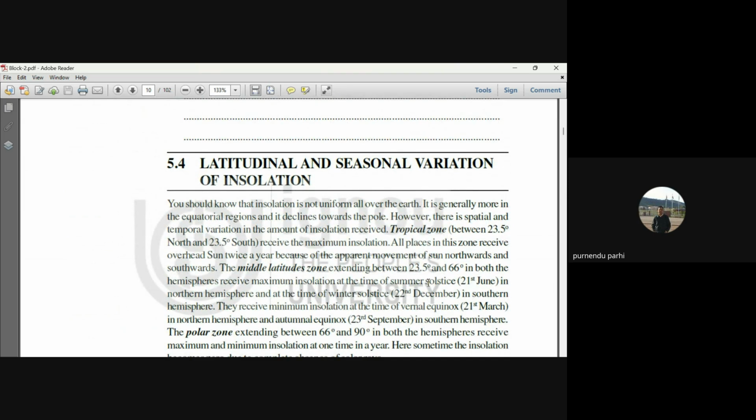Then, latitudinal and seasonal variation in insolation. There are spatial and temporal variations in the amount of insolation received. The tropical zone between 23.5 degrees north and 23.5 degrees south receives the maximum insolation. All places in this zone receive the overhead sun twice a year because of the apparent movement of the Sun northwards and southwards. The middle latitude zone extending between 23.5 degrees and 66 degrees in both hemispheres receives maximum insolation at the time of summer solstice, that is 21st June in the northern hemisphere, and at the time of winter solstice, that is 22nd December in the southern hemisphere.